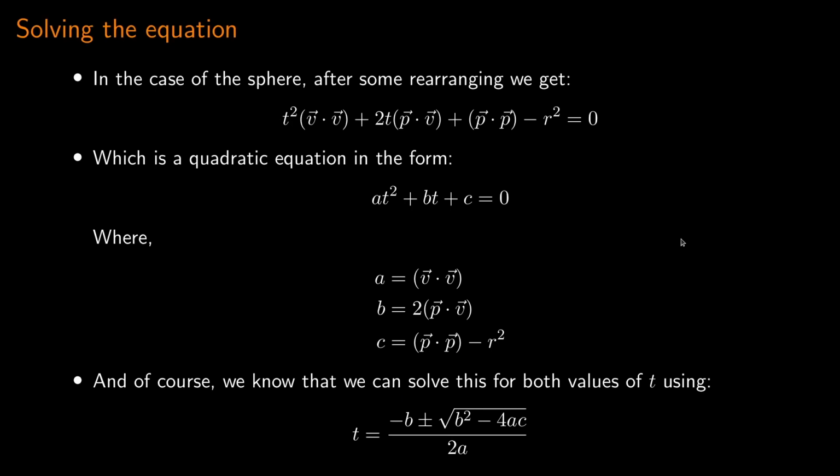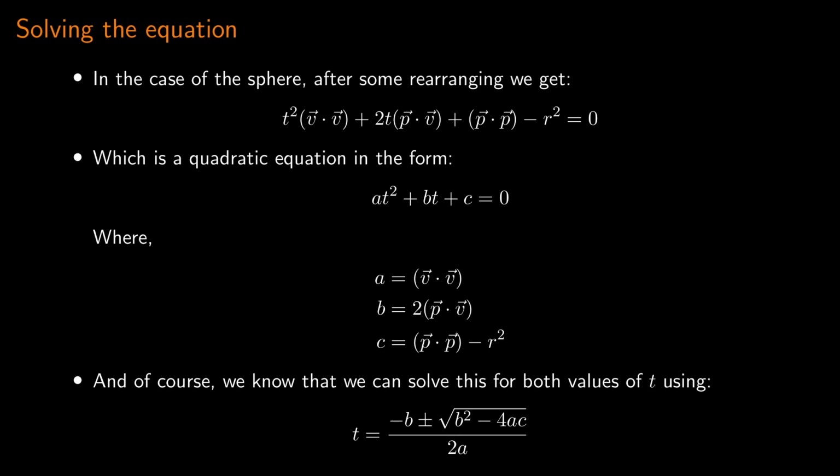In the case of a sphere, after some rearranging, we can get this equation here, which is a quadratic in the form of at squared plus bt plus c is equal to 0, where a is the dot product of v with itself, b is equal to 2 times the dot product of p and v, and c is the dot product of p with itself minus r squared. And we can then simply use the standard quadratic equation, t is equal to minus b plus or minus the square root of b squared minus 4ac, over 2a, in order to solve that for the values of t. And that's really very straightforward.